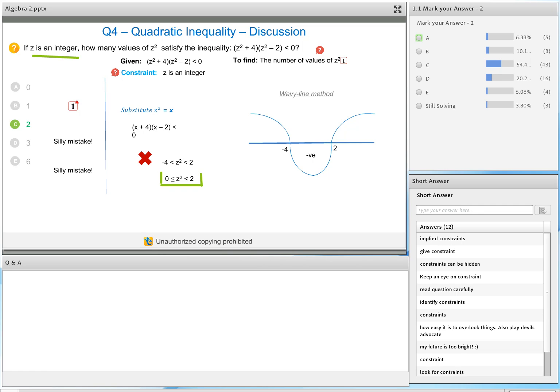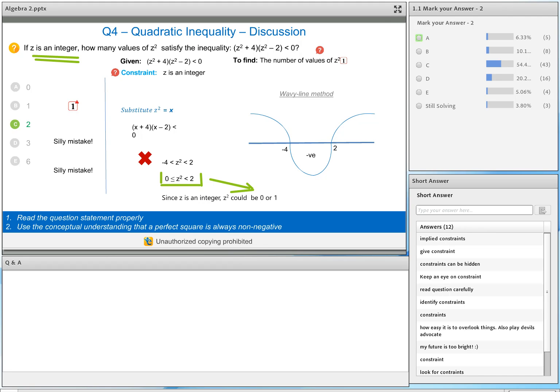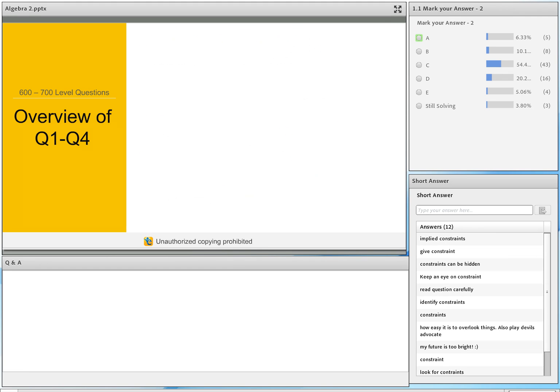Now, what's given to us is that Z is an integer, which means that the value of Z square could be 0 or 1 based on this constraint, right? And that's why you get the answer as 2. Again over here, there was an additional constraint that was given to us: Z is an integer. Based on that constraint, we figured out what the values of Z square could be.